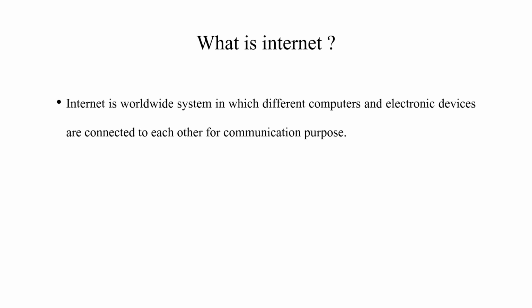What is internet? The internet is a worldwide system in which different computers and different electronic devices are connected to each other for communication purpose.